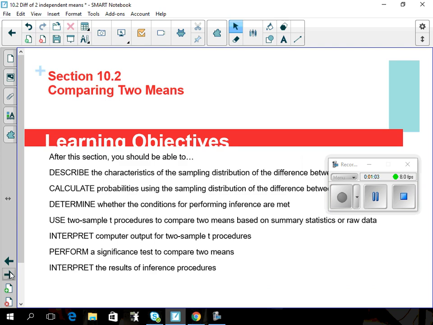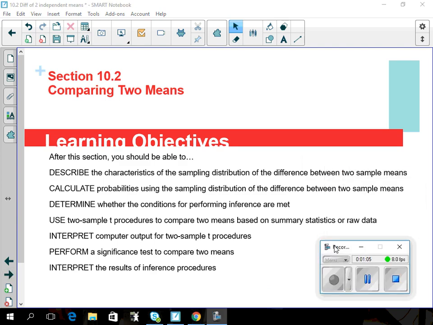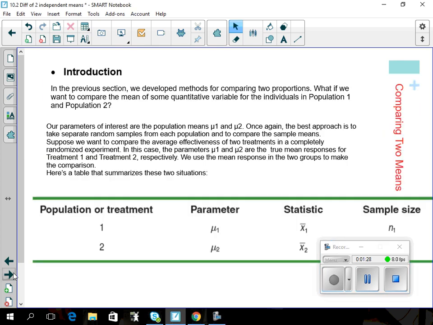So by the end of Friday, not today, we should be able to compute probabilities between two different independent sample means and look at conditions. We're going to do that part today, and there's going to be a confidence interval and a hypothesis test, a significance test, same thing, etc. So let's jump into the notation.